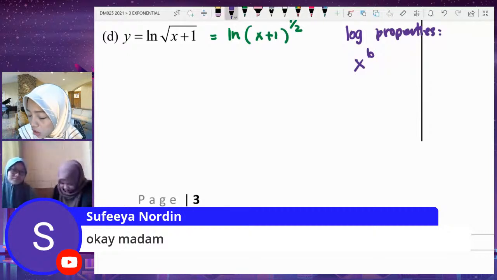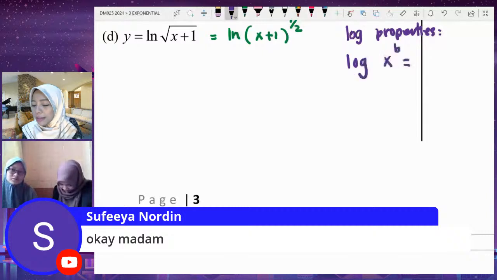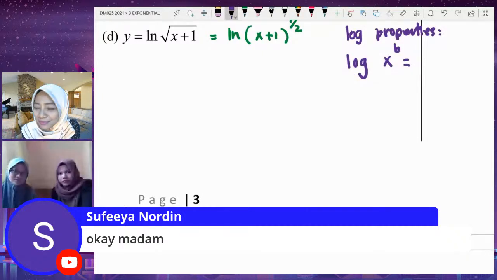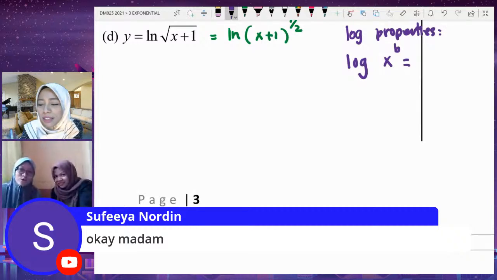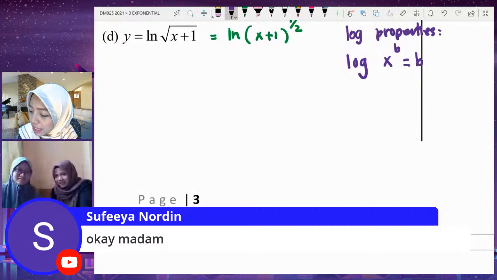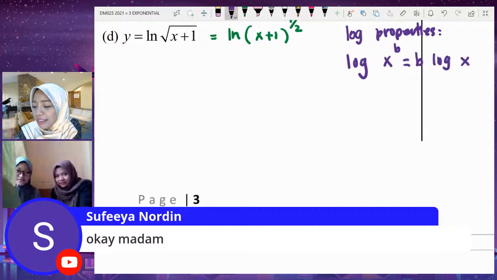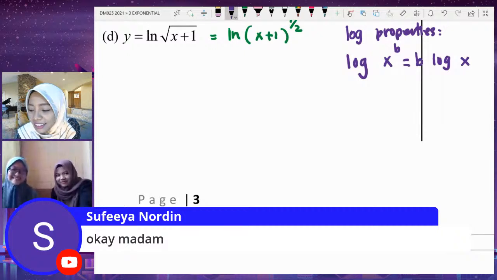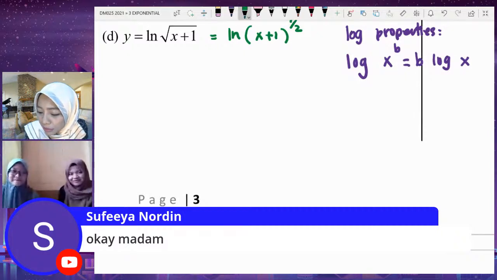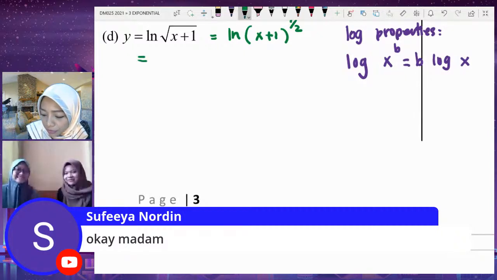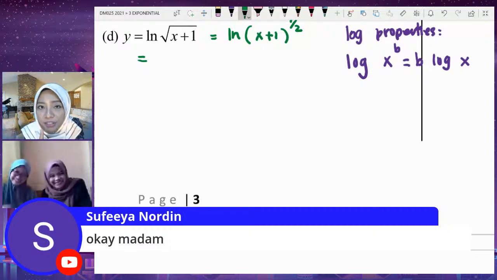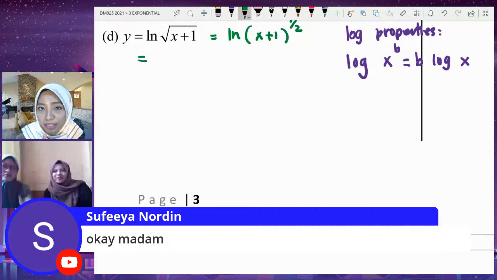Log x to the power of b equals to apa sayang? Shu, equal to apa ni Shu? Log properties ini kalau we have power b, madam nak bawa ke depan, so jadi b log x. Yes. So ini yang kita akan guna sekejap lagi. Right. Okay, so we continue. Tengok, I haven't differentiated, I just modify dulu. Kita settle cantik-cantik dulu until we are ready to differentiate.